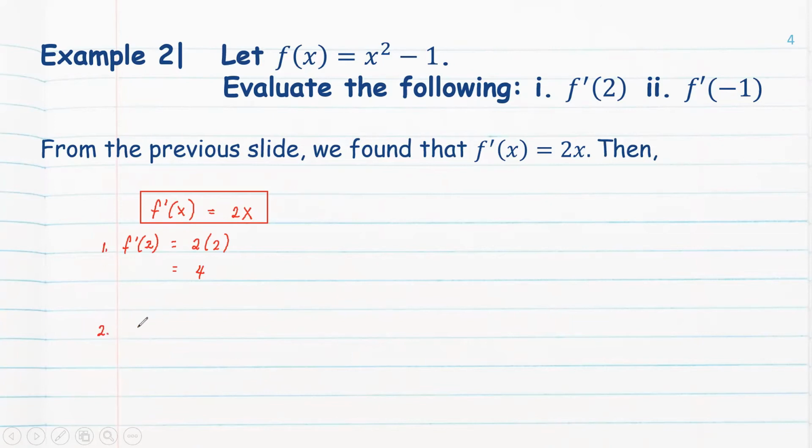And now evaluating f prime of negative 1, we have 2 times negative 1. So 2 times negative 1, that's equal to negative 2. So f prime of negative 1 is just equal to negative 2. So that's how you evaluate the derivative of a function.